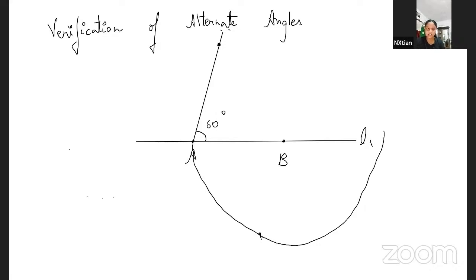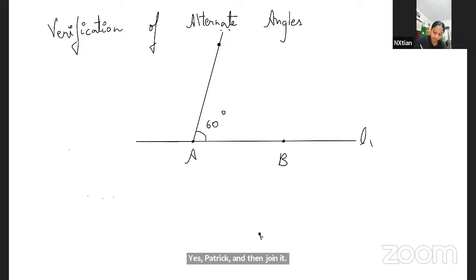Dot, yes, Edric, and then join it. B and the 60-degree dot. Join it. Done, ma'am. Okay. Now extend the lines from the A point where it was cutting. Extend it further, and from the B point also you can extend it with dotted lines.